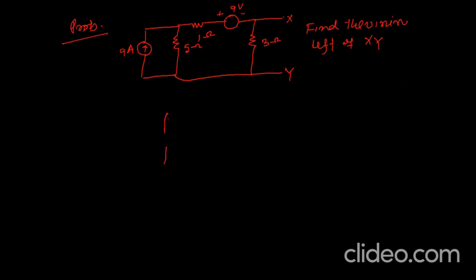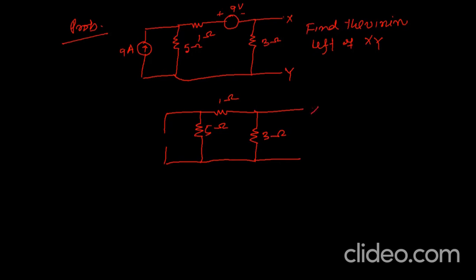This current source is opened, and this is the resistance, and this voltage source is shorted, and this is 1 ohm, this is 5 ohm, this is 3 ohm, and here it is X and Y. So we have to see the equivalent resistance from this terminal X and Y. So these two will be in series and its equivalent will be in parallel. So RTH, very simply we can find, these two are in series.